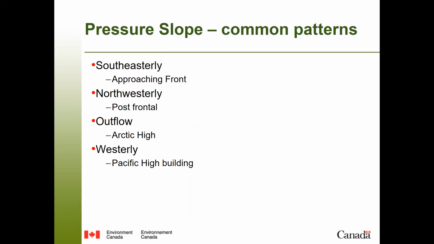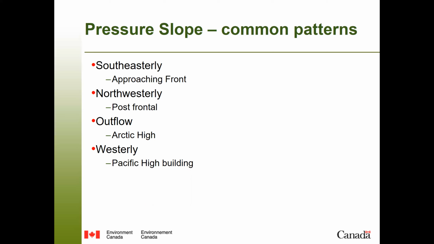So common pressure slope patterns that we see in the South Coast: southeasterly generally means an approaching low pressure system or weather front is on the way. So something off in the Pacific, here it comes. And so all the winds are starting to flow in that direction towards the incoming low pressure system.